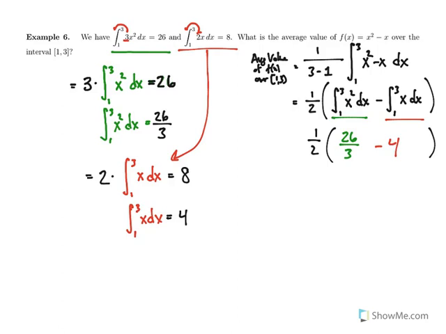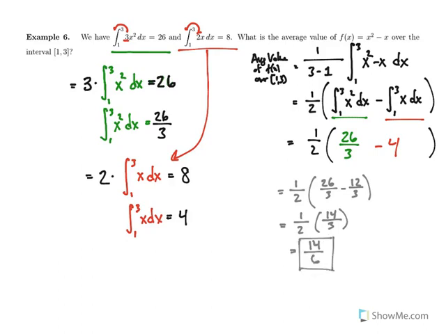So now we have our answer. We just need to simplify it. This is going to be 1/2, 26 thirds minus 4. We can write this as 26 thirds minus 12 thirds. 1/2 times 14 thirds, 14/6 is the average value of the function x squared minus x over that interval.